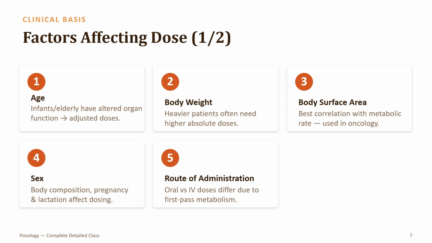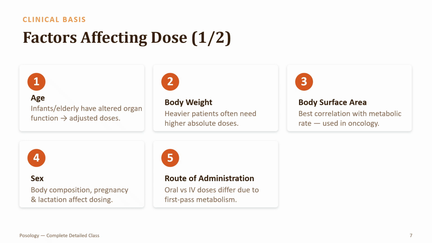The factors affecting doses. Now, why cannot the same dose work for every patient? This is where the factors affecting dose come in. This is a very important question for exams. First, age. Infants and children have immature liver and kidney functions, so drugs are metabolized and excreted more slowly, and they generally need a lower weight-adjusted dose. Elderly patients also have reduced organ function and often need a reduced dose.